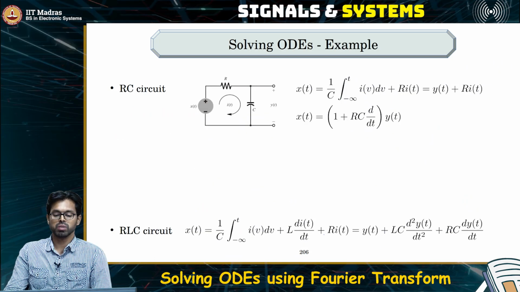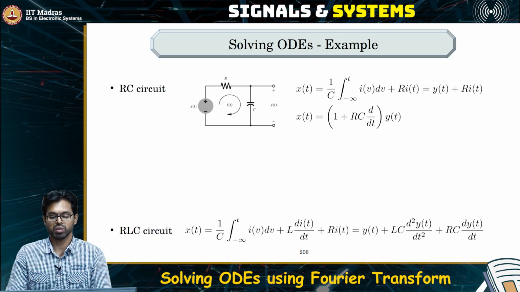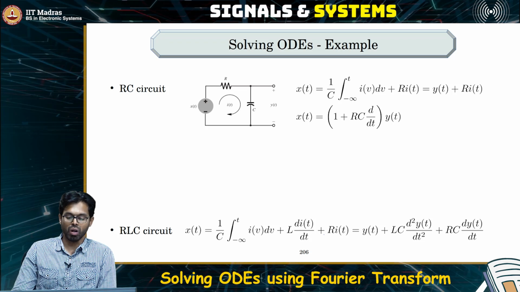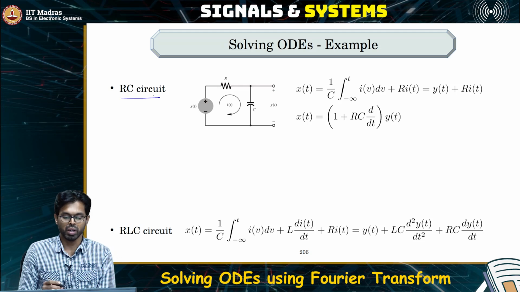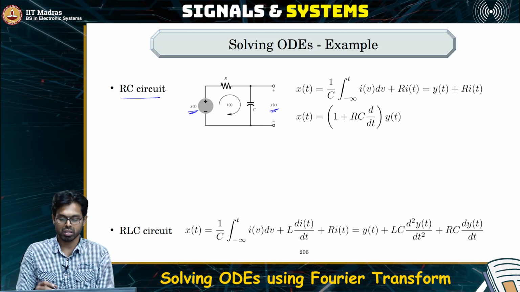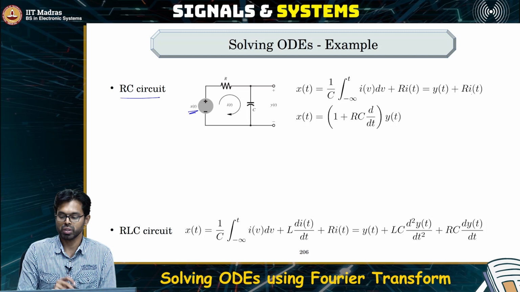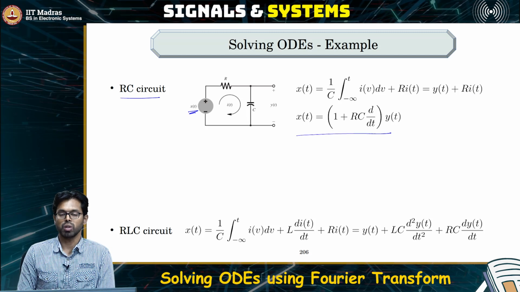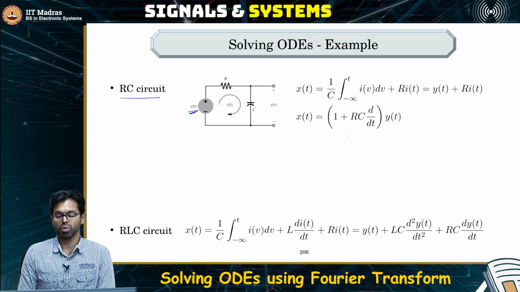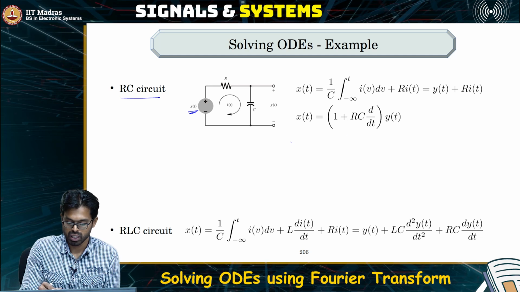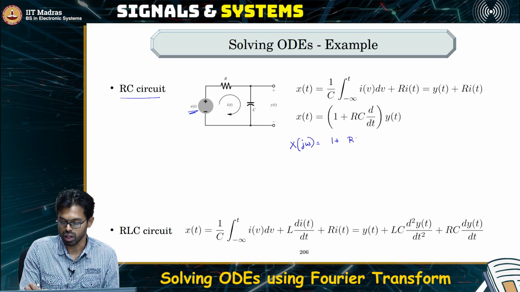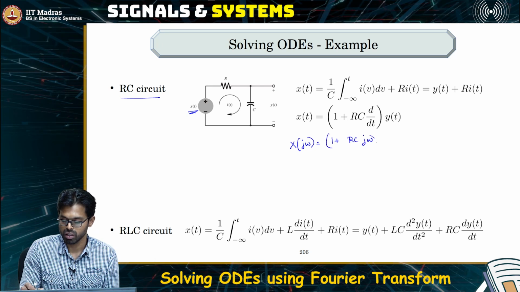Now let's see some examples of ODEs. Where do we encounter ODEs when we solve circuit problems? In fact, we have already encountered this. The first problem that we have been solving for a long time now is this RC circuit problem. So there is an input voltage and we are trying to find out what is the voltage across this capacitor in an RC circuit. And we wrote this input-output relationship like this. So this is the input-output relationship. So if you see this relationship, then you can compute the Fourier transform of both sides. You can see that x of j omega is equal to 1 plus RC j omega times y of j omega.